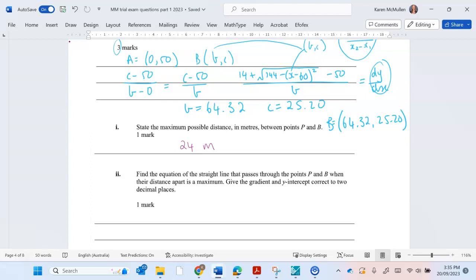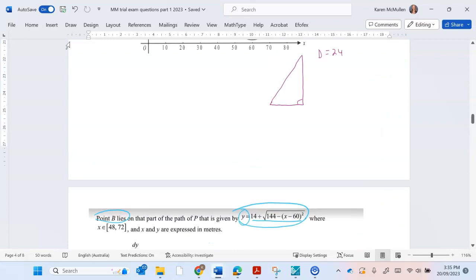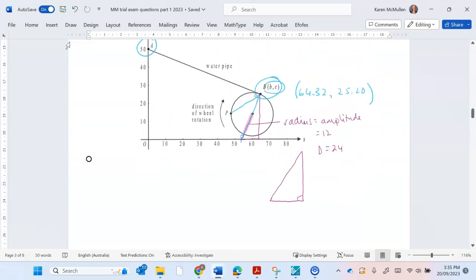Find the equation of the straight line that passes through the points P and B when their distance apart is a maximum. Give the gradient and y-intercept corrected to 2 decimal places. Alright, let's go back to our diagram. Now, let me just think. We want the equation of that line.